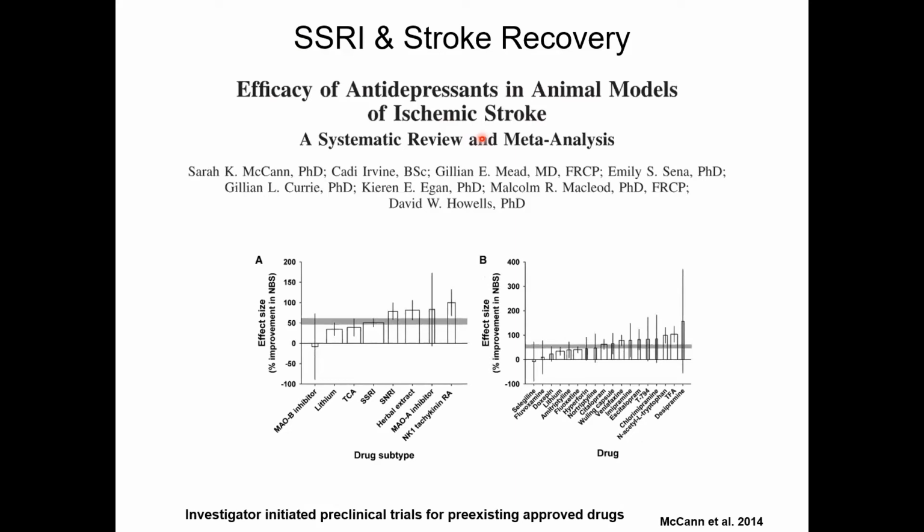The second example is selective serotonin reuptake inhibitors and stroke recovery. As you know, SSRI was already approved by the FDA for depression before these following clinical trials. And in previous animal studies, which may be preclinical studies for SSRI used for stroke recovery, many kinds of antidepressants, including SSRI, showed positive results in stroke recovery.